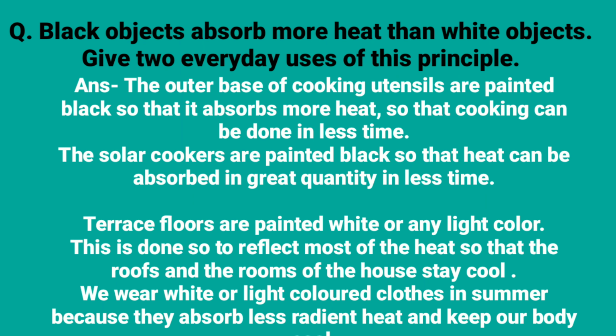The solar cookers are painted black so that heat can be absorbed in great quantity in less amount of time. Terrace floors are painted white or any light color. This is done to reflect most of the heat so that the roofs and the rooms of the house stay cool. We wear white or light colored clothes in summer because they absorb less radiant heat and keep our body cool.